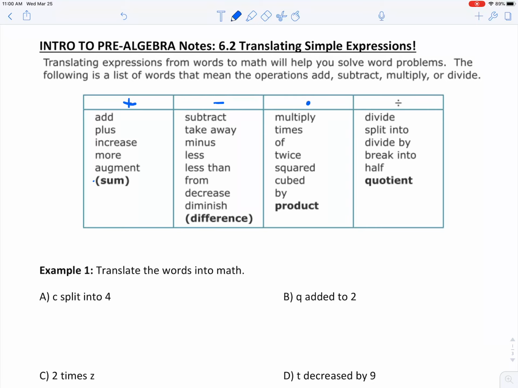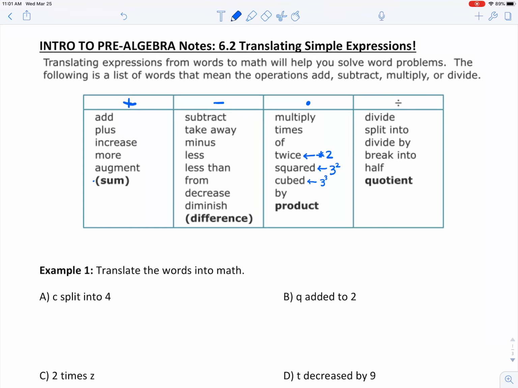The words that mean multiply are times, of, twice, squared, cubed, by, and product. This word twice really just means you are multiplying by 2. So this really is the same thing as saying multiplying by 2. Squared means, if you have something, I'm just going to give you an example right now, like 3 squared. It means 3 times 3. Cubed is very similar to squared. If I had 3 to the 3rd power, that would mean 3 times 3 times 3.